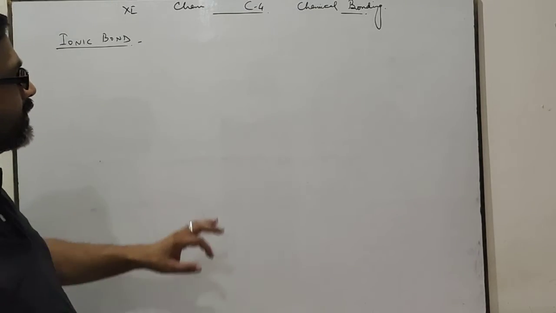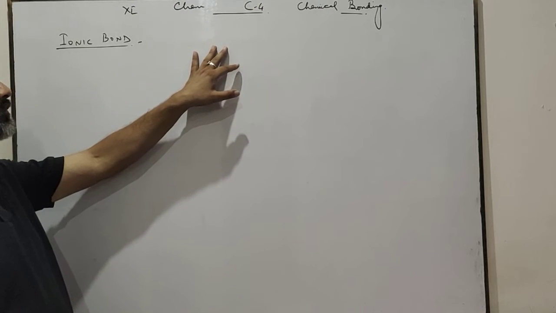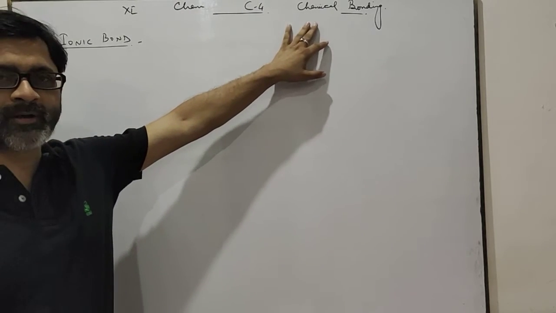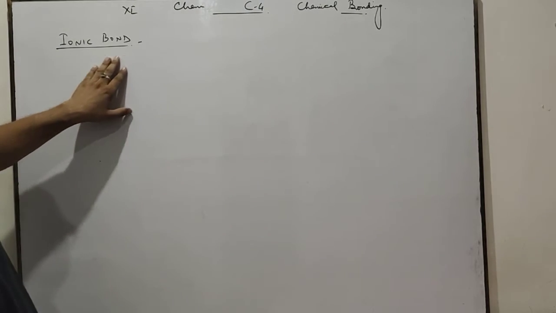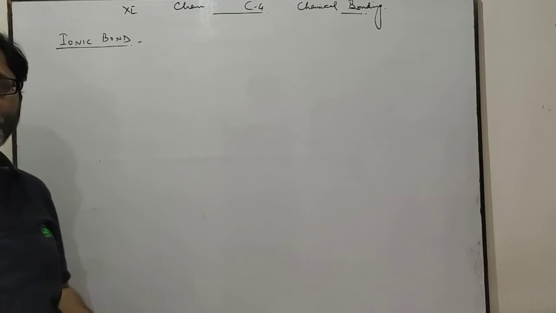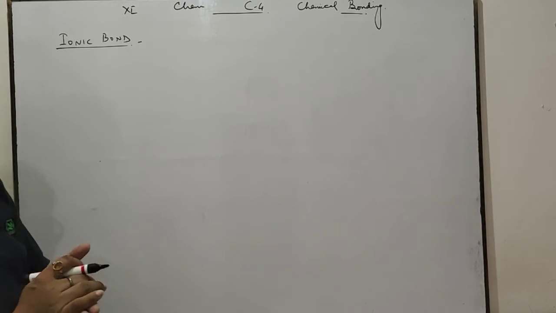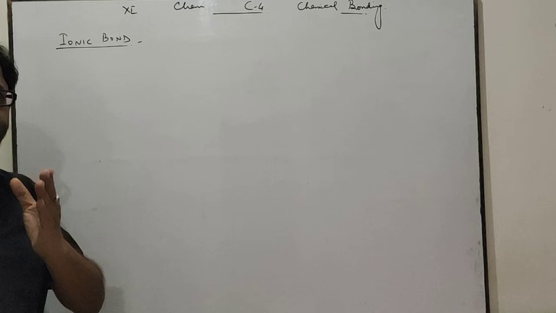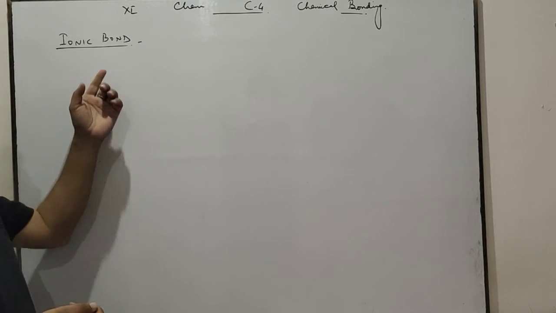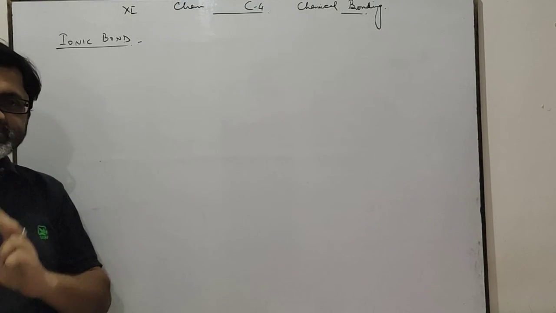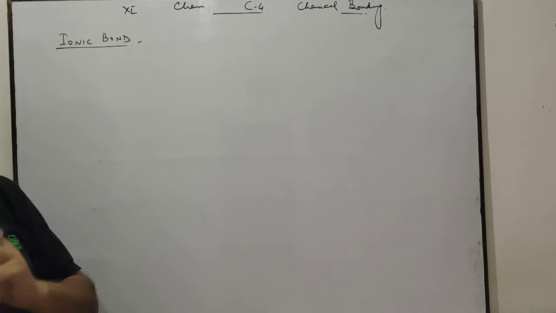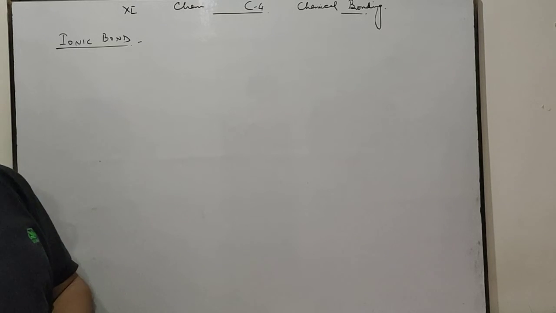Hello my dear children, I am going to continue this chapter, chemical bonding. In this chapter my topic is ionic bond. You know that chemical bonds are of three types: ionic or electrovalent bond, covalent bond, and coordinate bond. Now I am going to discuss ionic bond in detail.